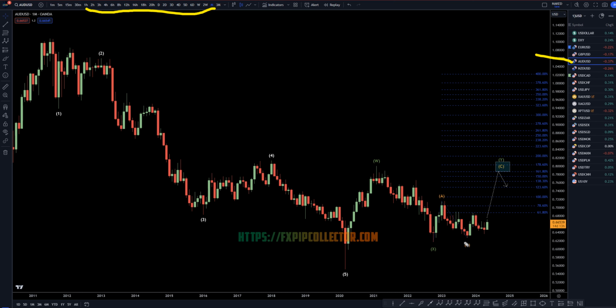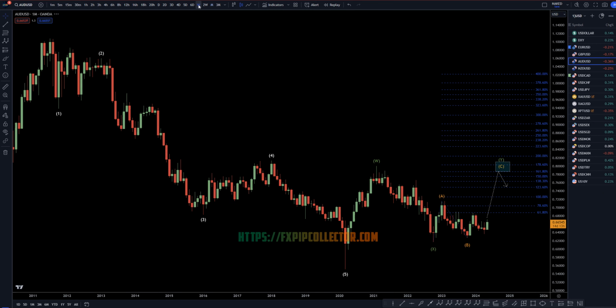So on the Aussie dollar, I still think this is extremely likely an ABC of wave Y. I think this right here is three ways up for a W, three ways down for an X, and I think it needs to make three ways up for an ABC of wave Y, probably taking it up above these highs before we potentially do get a bigger push to the downside.